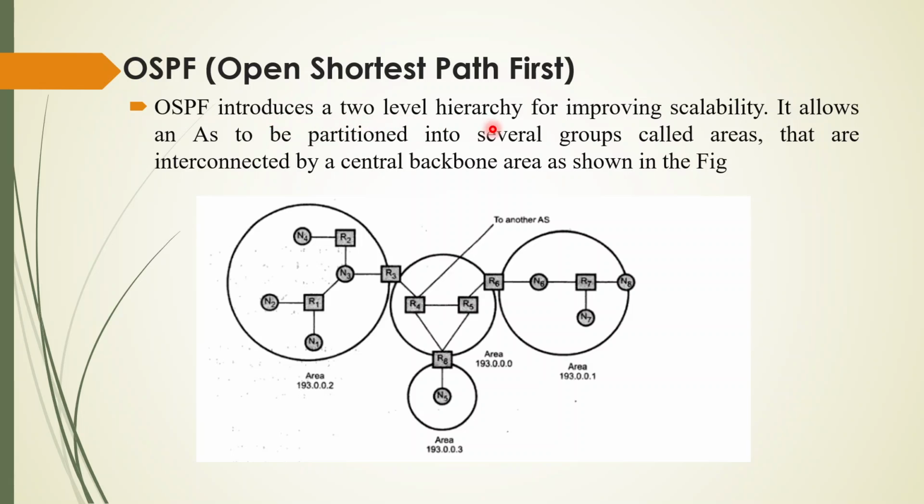OSPF introduced a two-level hierarchy for improving scalability. It allows an AS, or autonomous system, to be partitioned into several groups called areas. See here, we have different groups, represented by the circles. Those are the areas, different groups that are interconnected by a central backbone area, as shown in the figure. All these are connected with the central backbone, and they are divided into circles, which are the different areas.